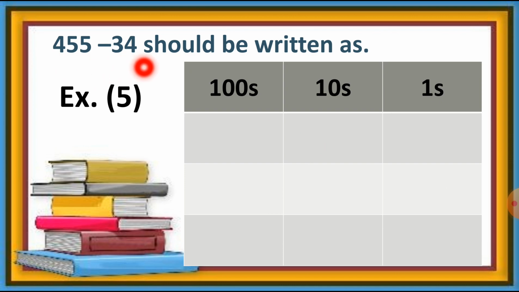455 minus 34. So let's arrange 455 first. This 5 which is at the ones place, we can put at the ones column. Another 5 which is at the tens place, we can put at the tens column, this way. And number 4 which is at the hundreds place, we can put at the hundreds column. This way this number is arranged.